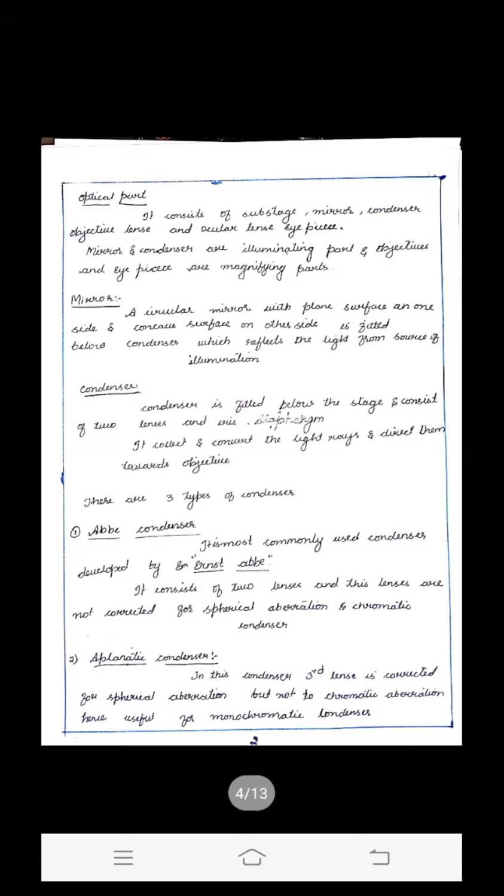The condensers are of three types: Abbe condenser, aplanatic condenser, and chromatic condenser. The Abbe condenser was developed by Ernst Abbe. It consists of two lenses, and these lenses are not corrected for spherical aberrations. In the aplanatic condenser, there are three lenses, and the third lens is corrected for spherical aberration, but not chromatic aberration. It is used with monochromatic light.